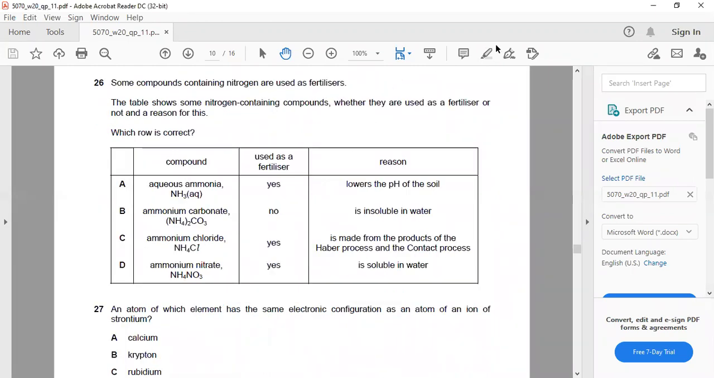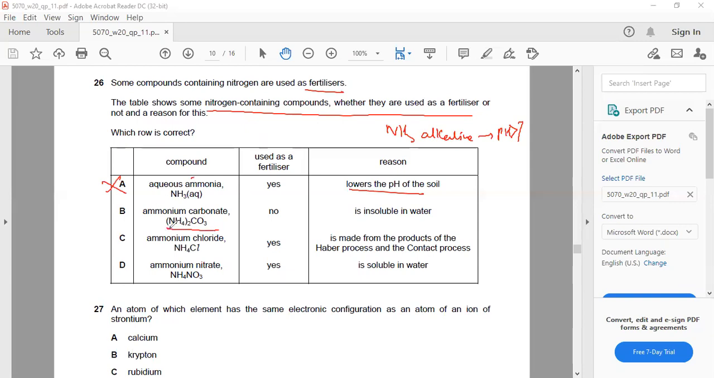26. Eutrophication. Nitrogen compound questions they are giving together. Fertilizer, nitrogen-containing compounds are used as fertilizer. Reason for that. Which one can be wrong? Ammonia fertilizer lowers the pH. Ammonia is alkaline. Alkaline means its pH should be above 7. Lowers the pH, wrong. The reason is wrong.